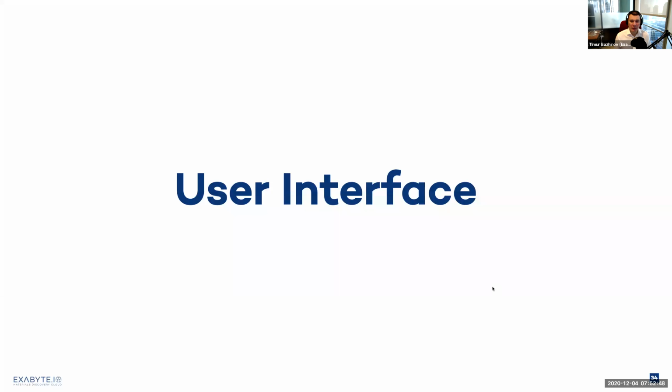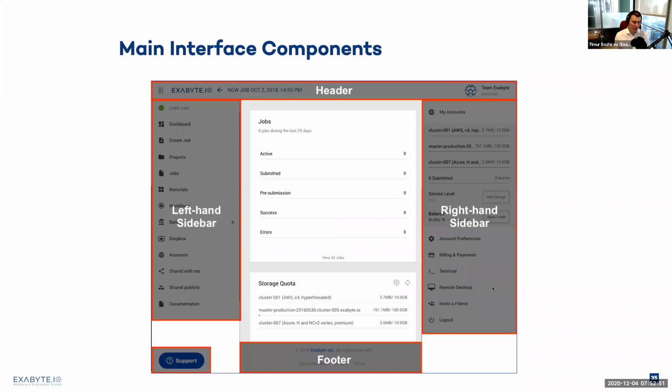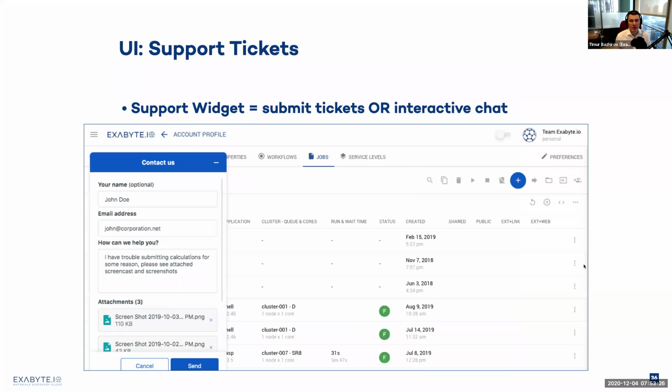Now let's speak a little about the user interface and the main components of the user interface as they are shown in the platform. As you can see here, we have 5 main components, and that includes the header at the top, which contains triggers for the left-hand sidebar and the right-hand sidebar, in the left and right corners accordingly. And we have a footer at the bottom, and we have the support widget in the left bottom corner. And for people who are just starting with the platform, the support widget is probably the most important component. Let me start with explaining what it does.